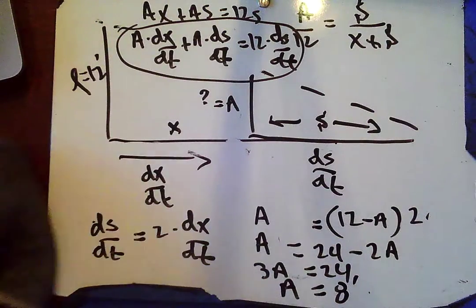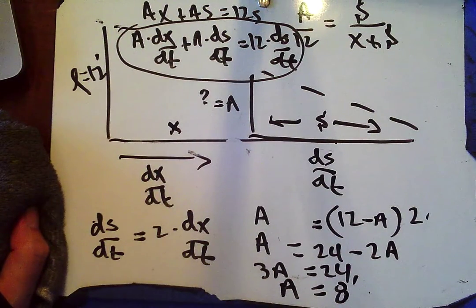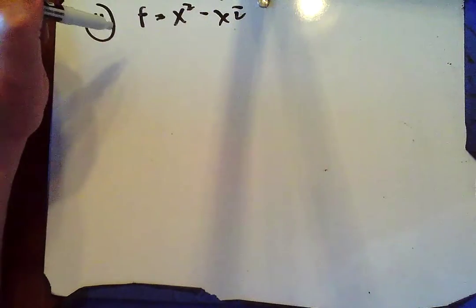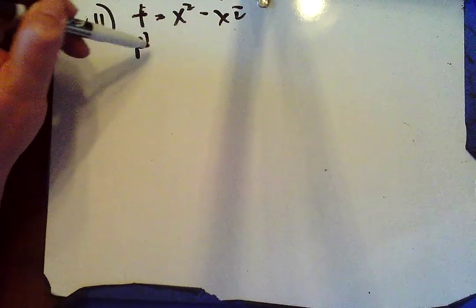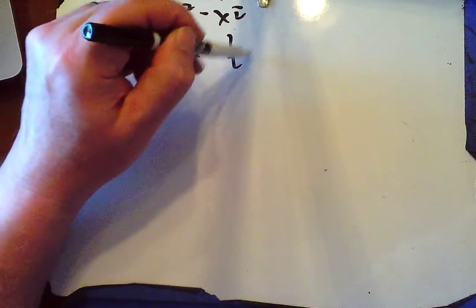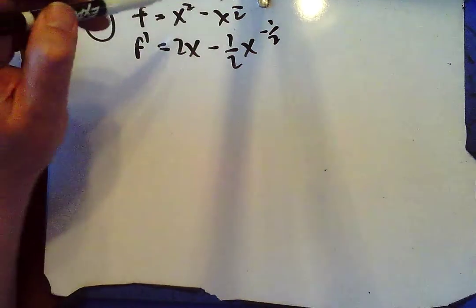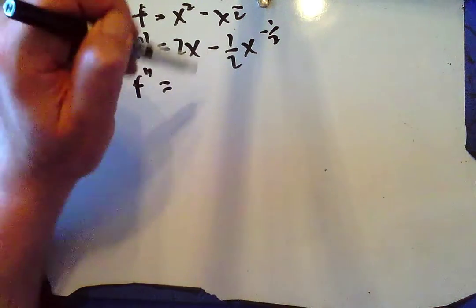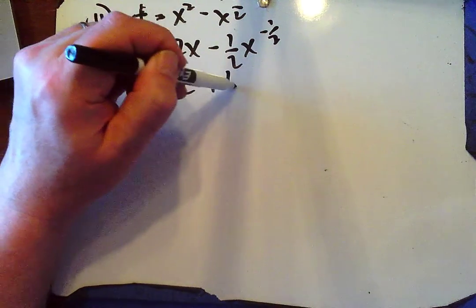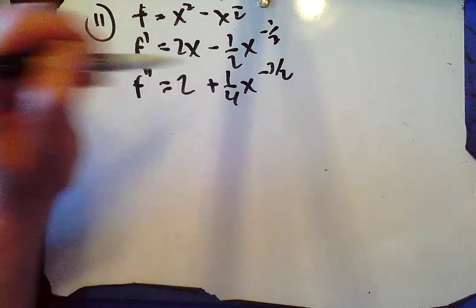Okay, what do we have next? 11 through 13, find when f is increasing, decreasing, concave up, concave down, maxes, mins, and inflection points. Oh my god, there's so much here. Okay, so problem number 11 says f equals x squared minus x to the 1/2. And therefore f prime is going to be 2x minus 1/2 x to the minus 1/2. And f double prime is going to be 2 plus 1/4 x to the minus 3/2.